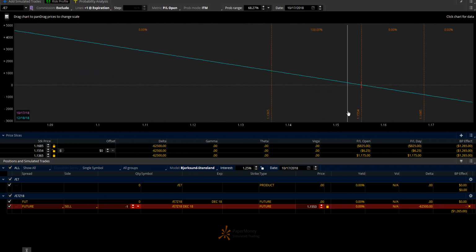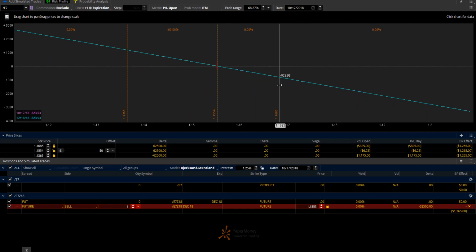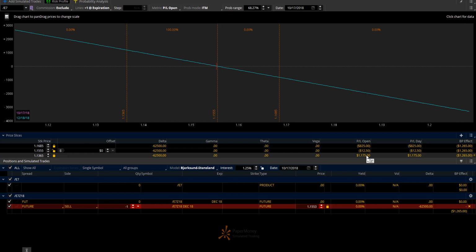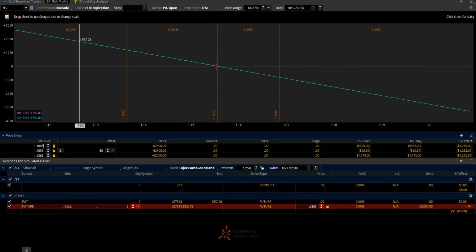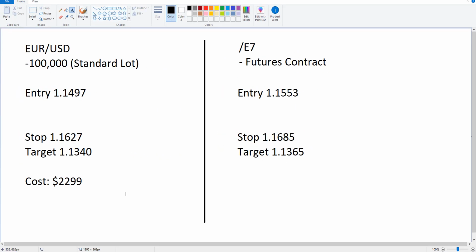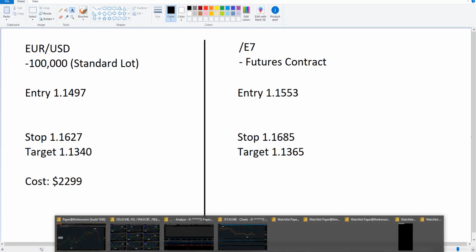Now if it goes up to 1.1685 and hits your stop loss, you lose $800. If it goes down and hits your profit, you make $1175. Now, one advantage here is that the relationship might just be a little bit better. In fact, the /E7 -1 futures contract.